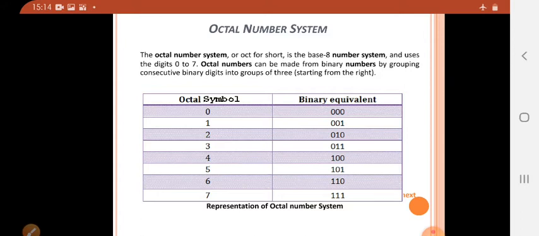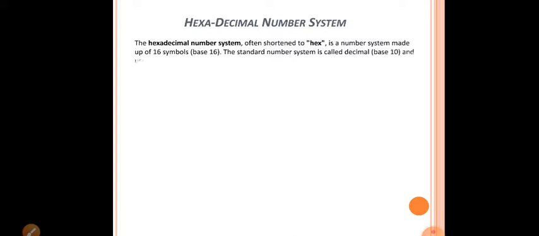Now the next one is the hexadecimal number system. The hexadecimal system uses base 16. Thus it has 16 possible digit symbols. It uses the digits 0 through 9 plus the letters A, B, C, D, E and F as the 16 digit symbols. By definition, the hexadecimal number system, often shortened to hex, is a number system made up of 16 symbols, having base 16.